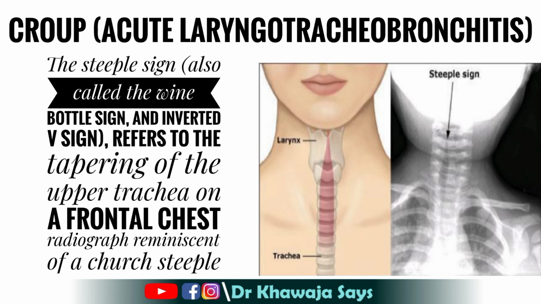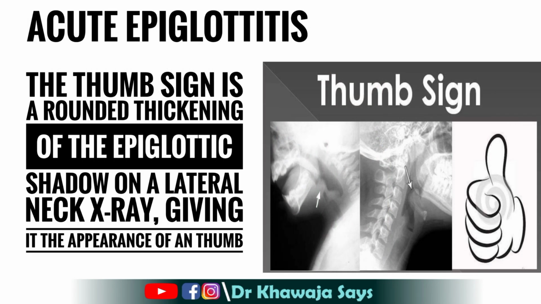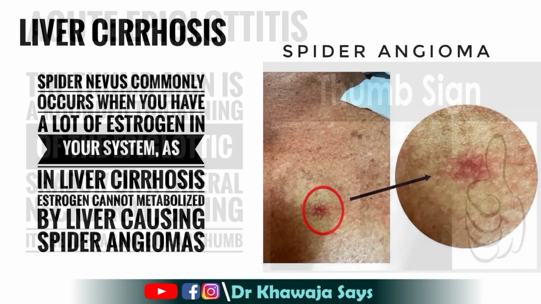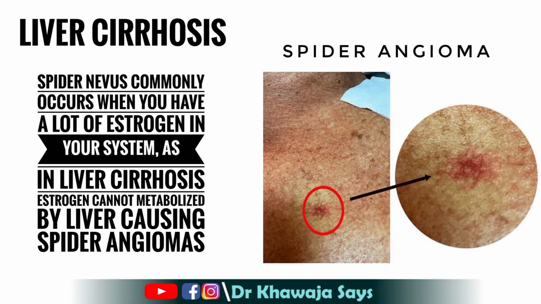Croup. Steeple sign, also called wine bottle sign or inverted V sign, refers to tapering of upper trachea on frontal chest X-ray reminiscent of church steeple. Acute epiglottitis. Thumb sign is a rounded thickening of epiglottic shadow on lateral neck X-ray, giving it an appearance of thumb. Liver cirrhosis. Spider angioma.